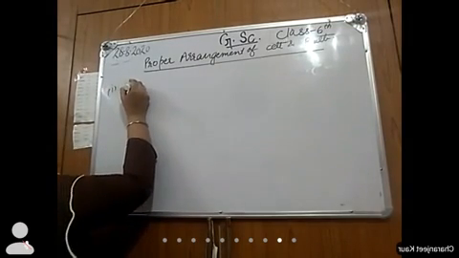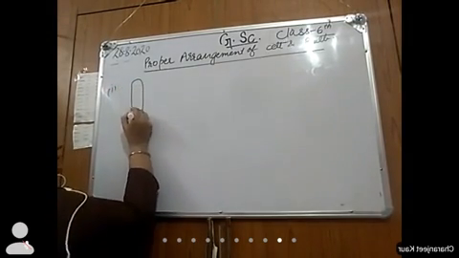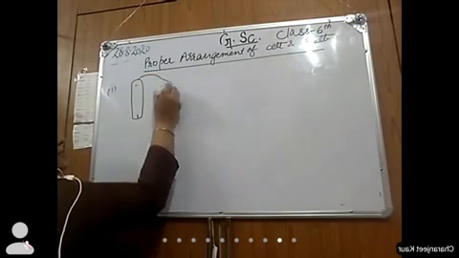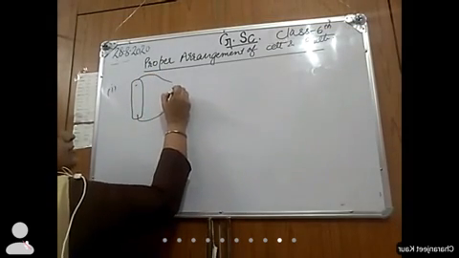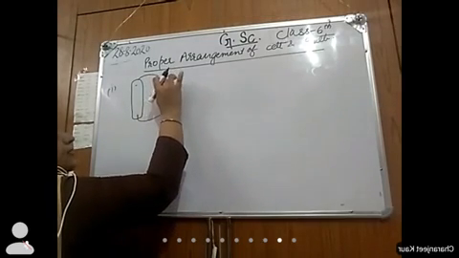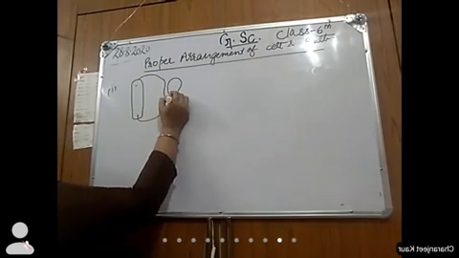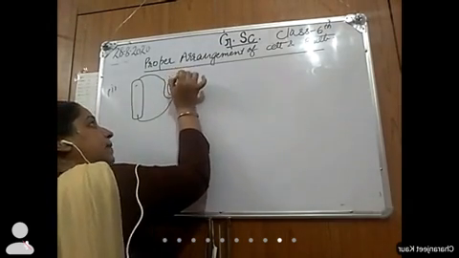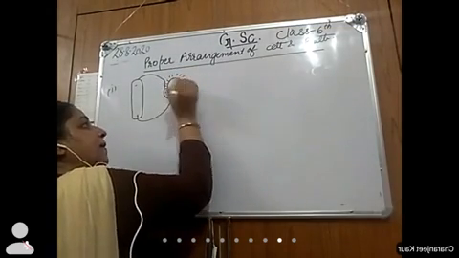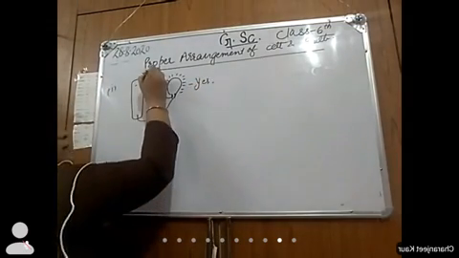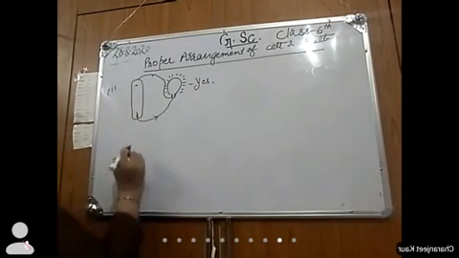For example, first I am drawing this cell. Now the wire is coming and it is connected to a bulb here like this. Will the bulb glow? Is this arrangement correct? Yes. When we have to show the bulb is glowing, we do it like this. Bulb will glow. I am writing yes. This is the right arrangement, because the bulb has glowed.